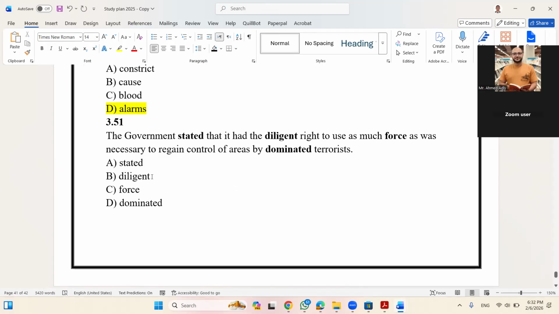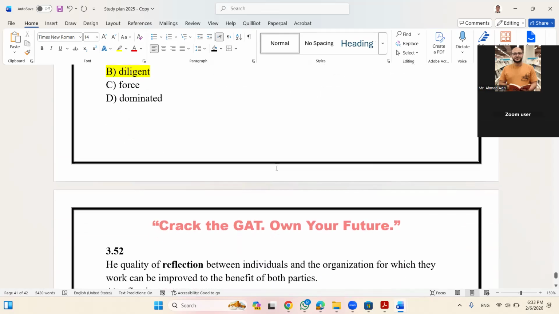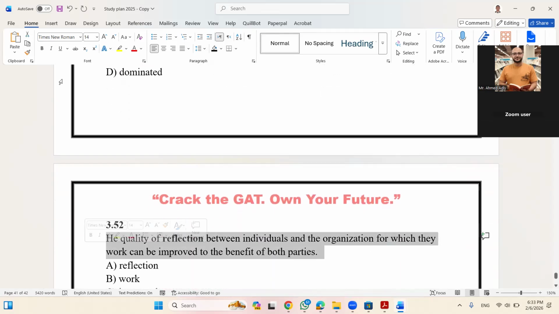The government stated that it had the human right to use as much force. Not human right. This is a government. It had the legal right. You know legal right? Yeah, legal right or legitimate right to use as much force. Okay, more questions?